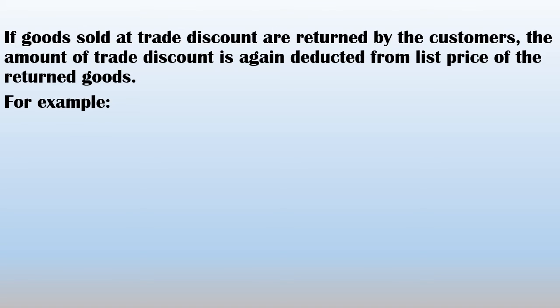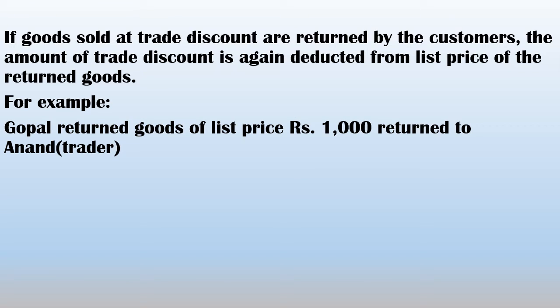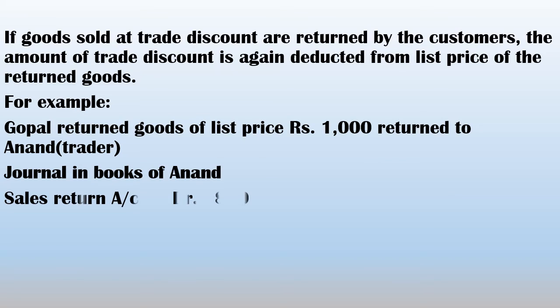For example, Gopal returned goods of list price 1,000 to Anand traders. Now, Gopal was the one to whom we sold, so Anand is getting back the goods. It is the sales return, and the goods that Gopal is returning are for 1,000. Journal in the books of Anand. Sales return account debit 800.